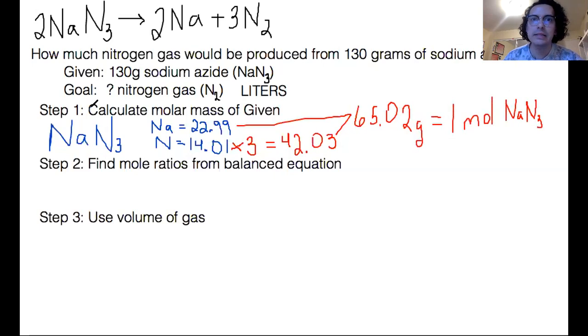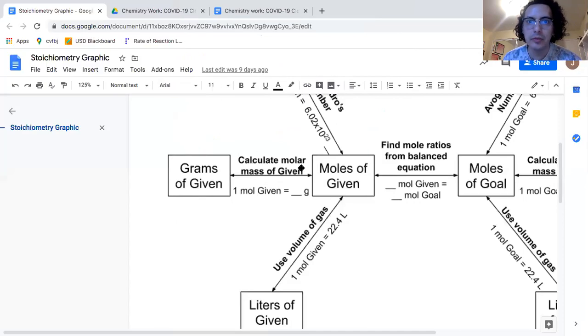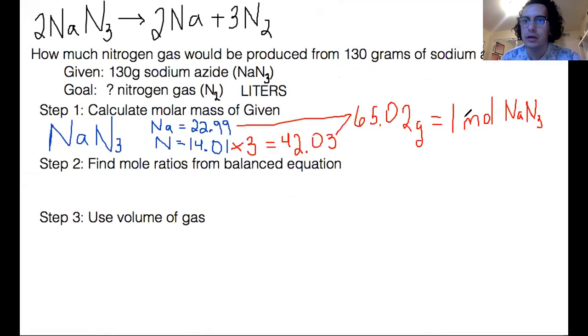So molar mass, let's see if we ended up with what we wanted. Calculate molar mass of given: 1 mole given equals an amount of grams. We ended up with 1 mole of our given, NaN3, is 65.02 grams. Awesome. So this is the first piece of information for step 1.